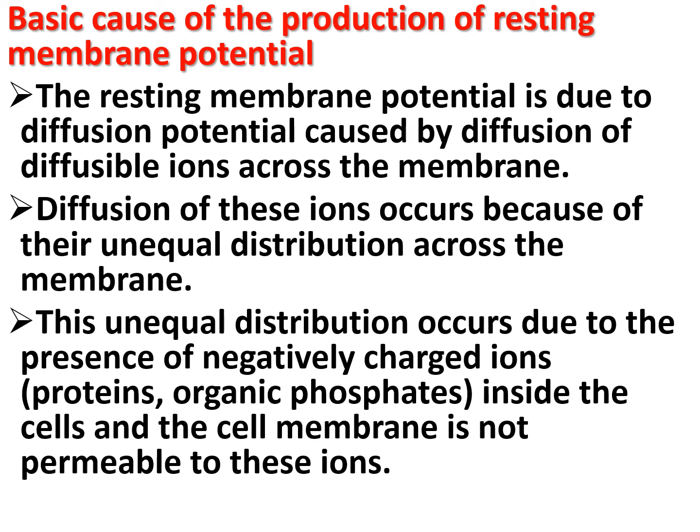Then what is the basic cause of the production of the resting membrane potential? The resting membrane potential is due to diffusion potential caused by diffusion of the diffusible ions across the membrane. Diffusion of these ions occurs because of their unequal distribution across the membrane. This unequal distribution occurs due to the presence of negatively charged ions like proteins and organic phosphates inside the cell, and the cell membrane is not permeable to these ions.